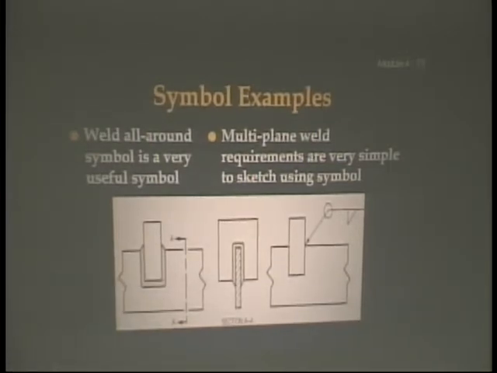And here are some examples of how they've welded it all around. Here is what needs to be welded. And here's section AA looking on it. And then this is what it looks like welded all the way around. The Weld All-Around symbol is a very useful symbol. Multi-plane weld requirements are very simple to sketch using a symbol.